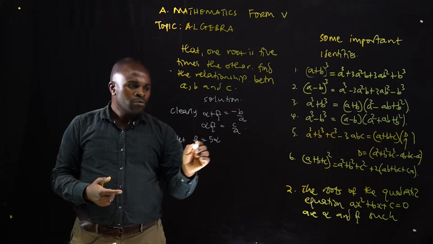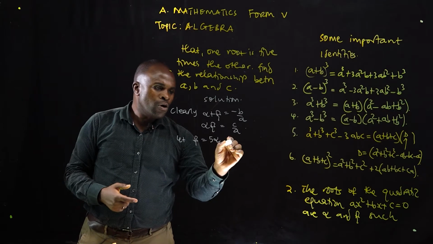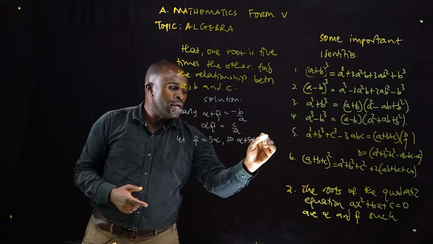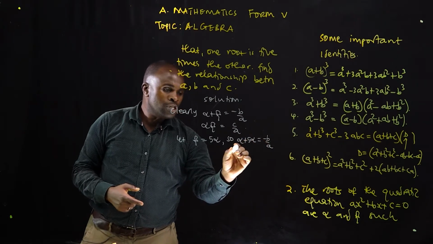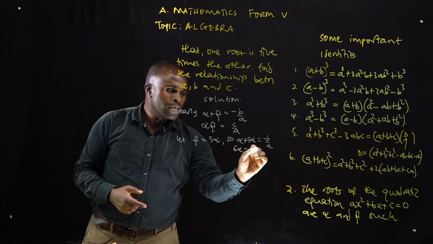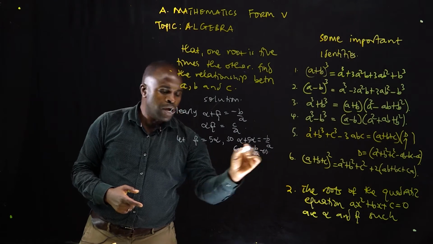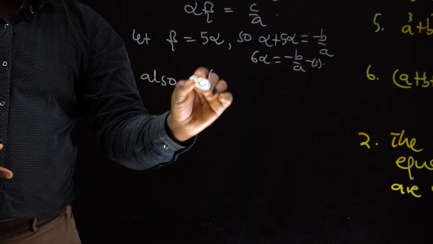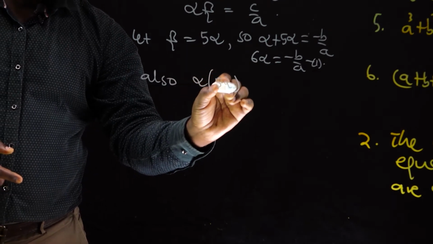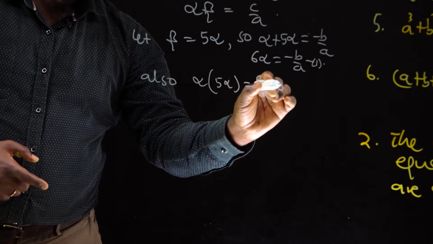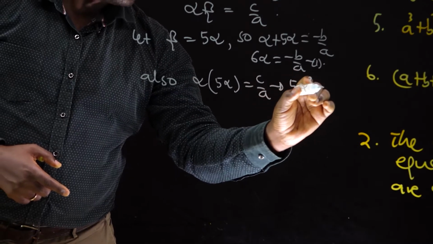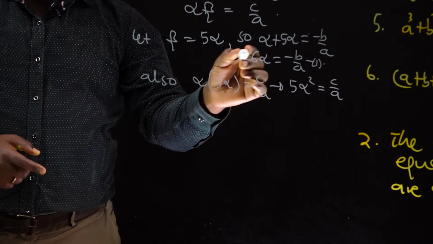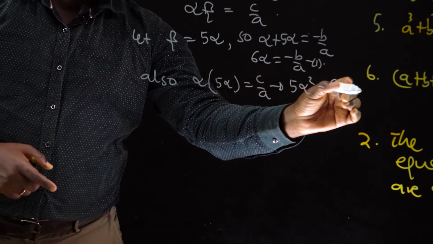So therefore, we will have alpha plus 5 alpha equals negative b over a. This gives 6 alpha equals negative b over a. Call this equation 1. Also, alpha times beta, where beta is 5 alpha, equals c over a. It follows 5 alpha squared equals c over a. This is equation number 2.